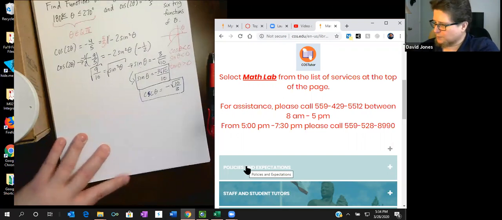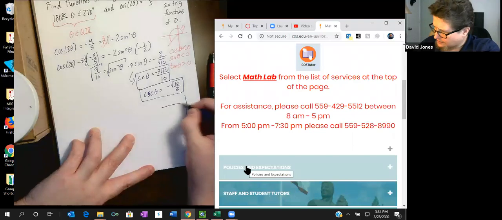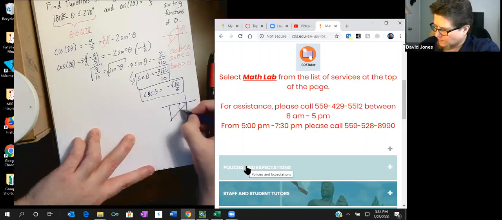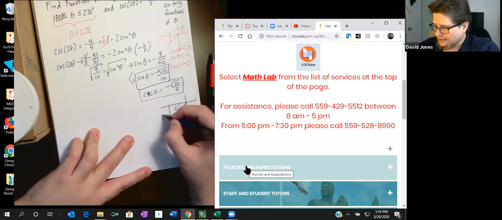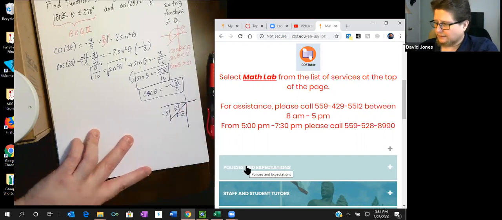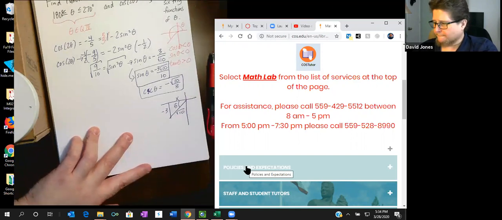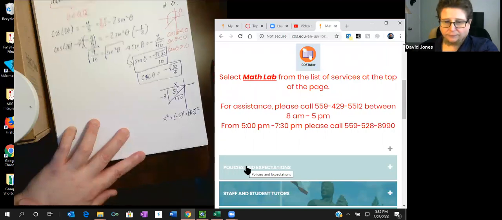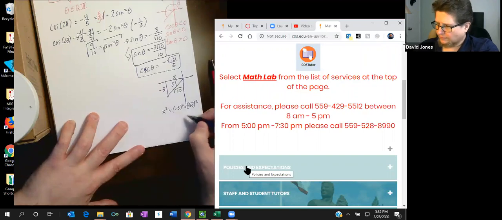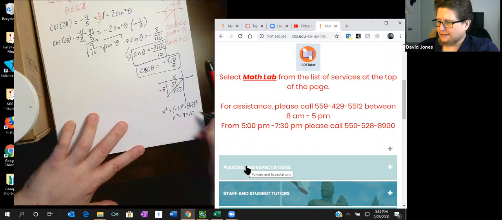Let's take a look at what that thing's telling us pictorially. That's my theta hat. If I use this one up here, y over r, this is -3 over √10. And I can find out x. X squared plus -3 squared equals radical 10 squared, which is 10. X squared plus 9 equals 10. X squared equals 1. We're in quadrant 3. We take the square root, we get x equals -1.